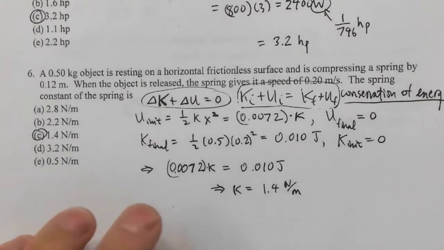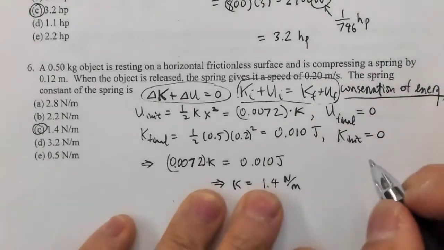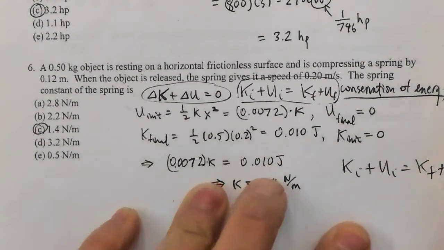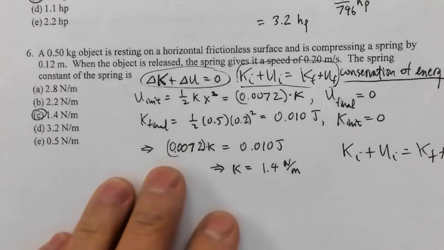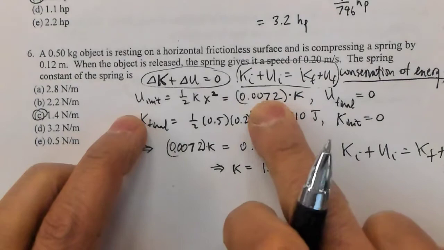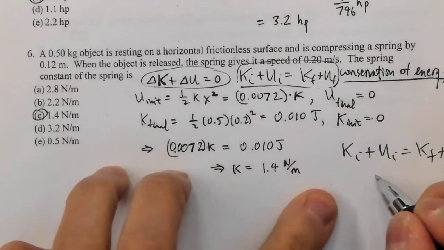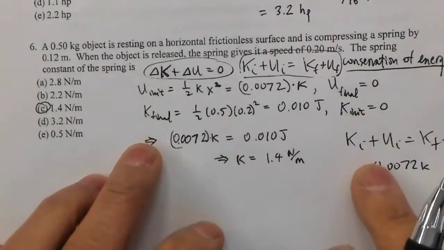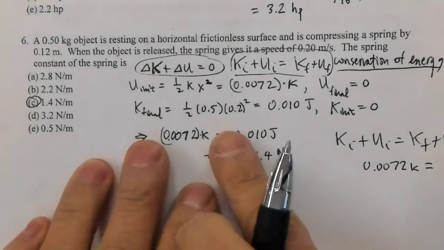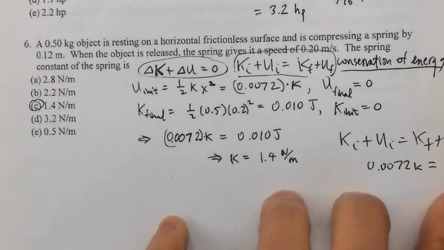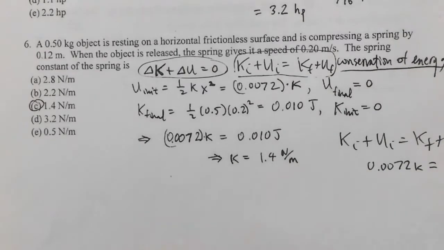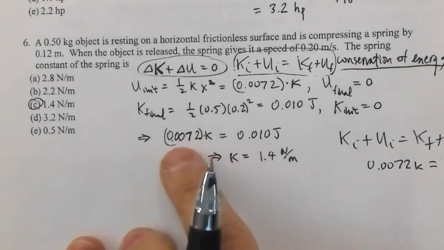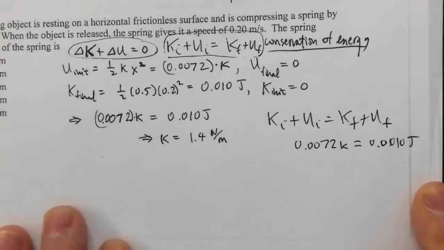Okay. So now let's do this with K initial plus U initial is equal to K final plus U final. And so now we just collect everything together. U initial is 0.0072 times K. K initial is equal to 0. And K final is equal to 0.010 joules. And then U final is also equal to 0. So that's what I have written here. Oh, you can't see that, sorry.